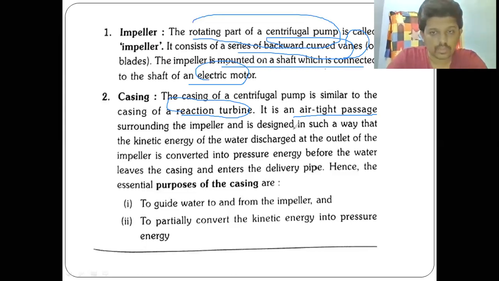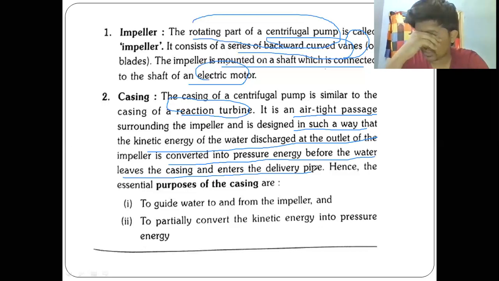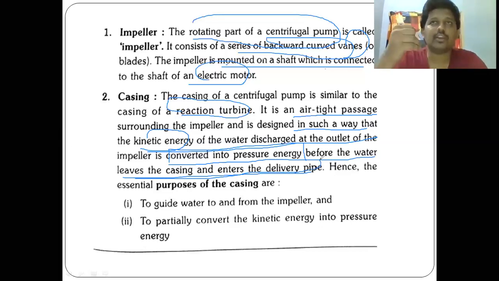You design this in such a way that the kinetic energy of water discharged at the outlet of an impeller is converted into pressure energy before the water leaves the casing, right? If you are discharging water through a pipe, it is moving with high velocity. That means it has kinetic energy, right? We convert that kinetic energy to pressure energy before the water leaves the delivery pipe. So before water leaves the delivery pipe, we should convert the kinetic energy to pressure energy.